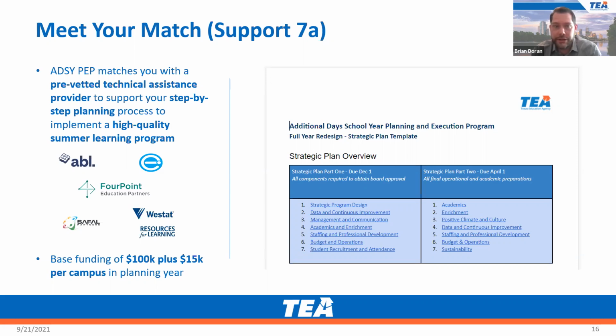So we have 5 pre-vetted vendors: Always Be Learning, Engage to Learn, 4 Point Education Partners, Software Partners, and then WestEd in combination with Resources for Learning. And each of the districts on this call received a base funding amount of 100,000 plus 15,000 per campus for those of you who are just starting the planning process. Their goal will be to help you complete this strategic planning process and to support you as you get prepared for things like presenting your plan to the board, getting approval for your updated calendar, and thinking through all of the pieces and operational minutia that it will take to implement a full year redesign.